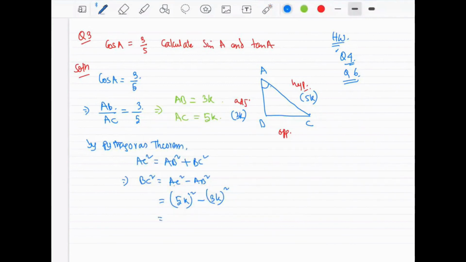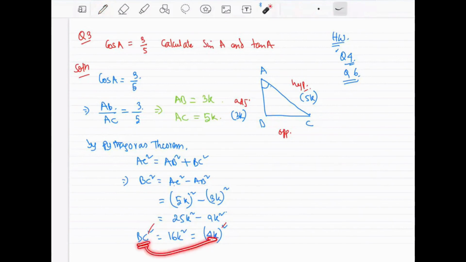Now square it. 5 square is 25K square. 3 square is 9K square. The square will be on the K also, right? So there is a square on the K also. Subtract them, we have got 16K square. 16K square, I can write it as 4K whole square. On the left hand side we have BC square. So square and square can be cancelled out. What is the final value of BC? BC is 4K. That means the opposite of angle A is 4K.